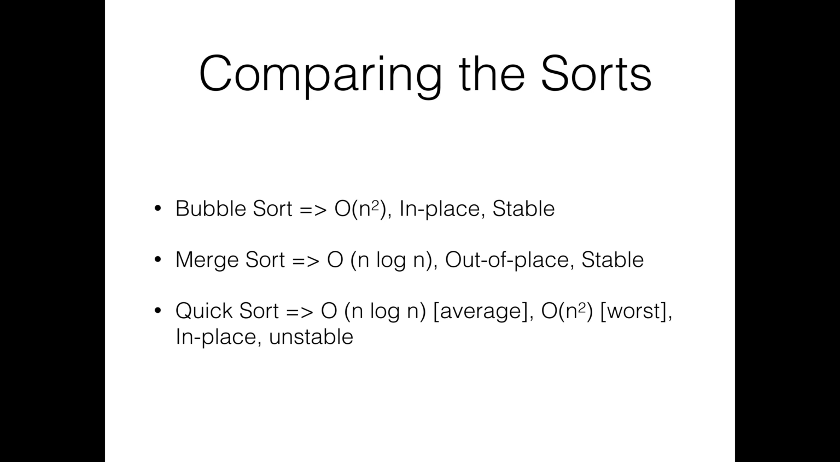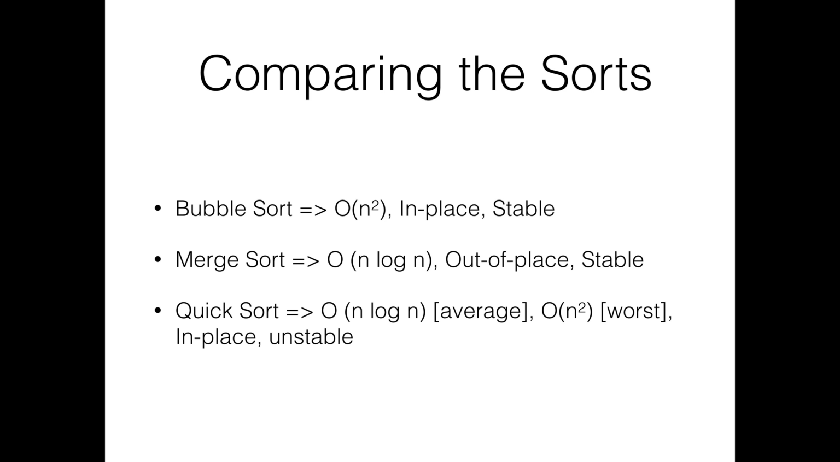So finally, in summarizing the three sorts that we saw: bubble sort has quadratic time, it's in place and it's stable. Merge sort is n log n, it's out of place and it is stable. Quick sort is again n log n most of the time. In some cases, it approaches quadratic time, which is really bad. It has the advantage of being in place, but it's not stable, right? So if you have similar values in the list, they might be swapped in the sorted list.